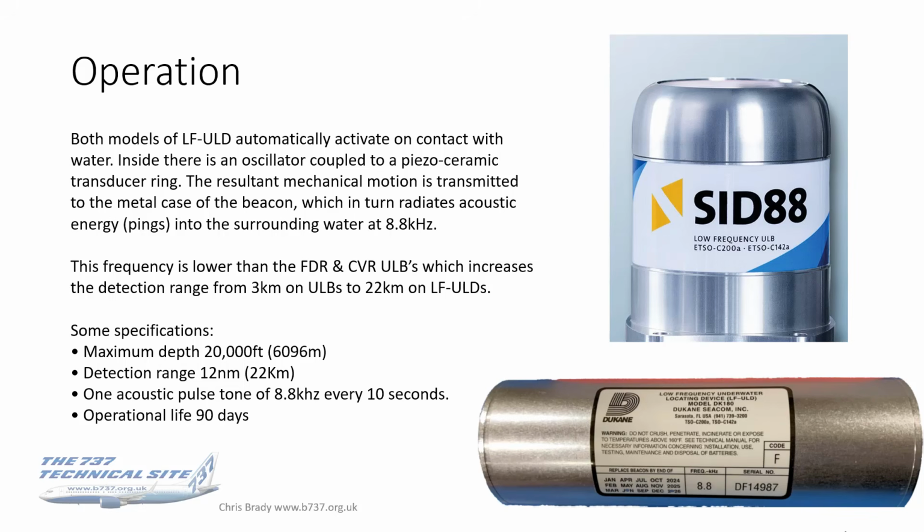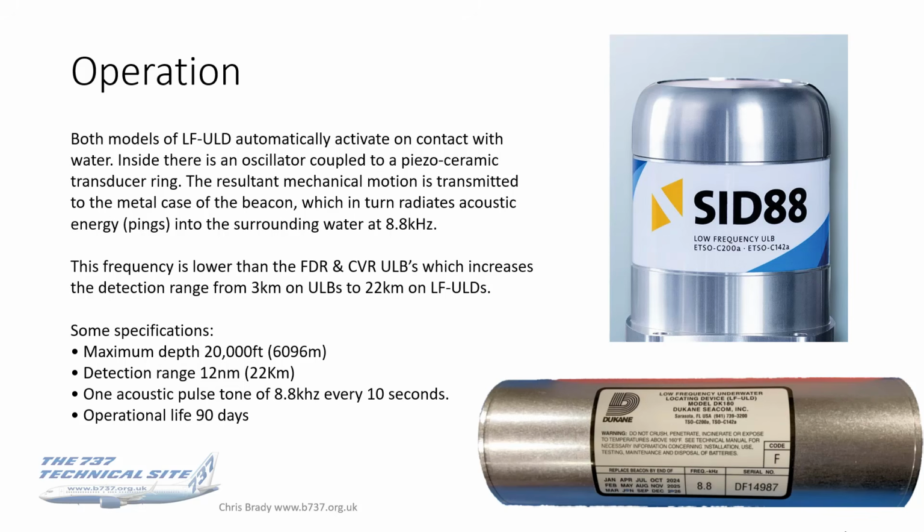This is the big difference: the frequency. These operate at 8.8 kilohertz, whereas the ones on the FDR and the CVR operate at about 28 kilohertz, and this increases the detection range from 3 kilometers up to 22 kilometers with these devices, and that's the big win with these. They are long range because they're low frequency.